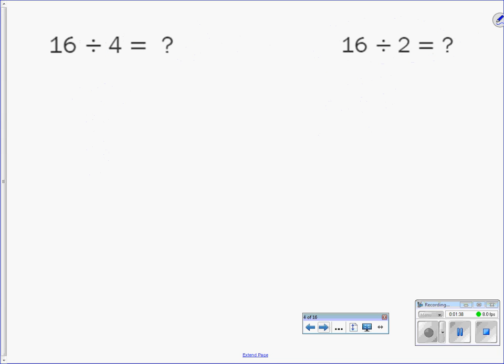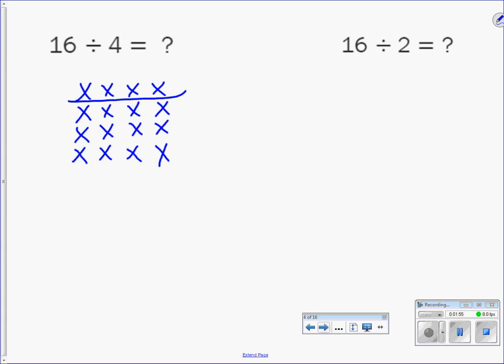Okay, let's look at this one. 16 divided by 4. Let's do our 4 rows. And let's put 1 in each row until we get to 16. Okay, and that tells me here that I have 4 in the row.